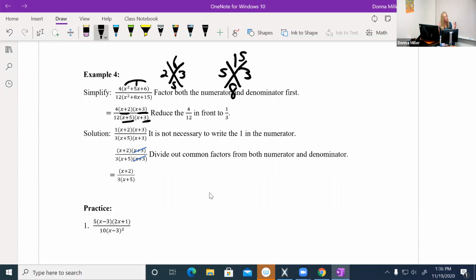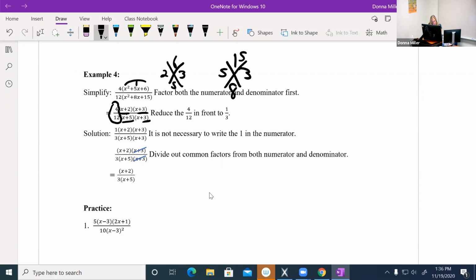And once you have it all factored, we just go ahead and cancel, right? So let's see, what cancels? An x plus 3 cancels. You see that they're the same. Now, she reduced this fraction. 4 over 12, those are just numbers. It's just a fraction. You can reduce it. So if you divide them both by 4, you get 1 over 3. Okay, that's what she did in the second step.